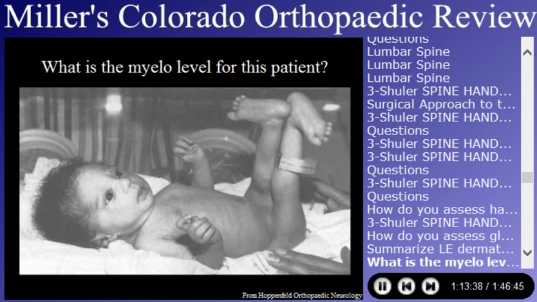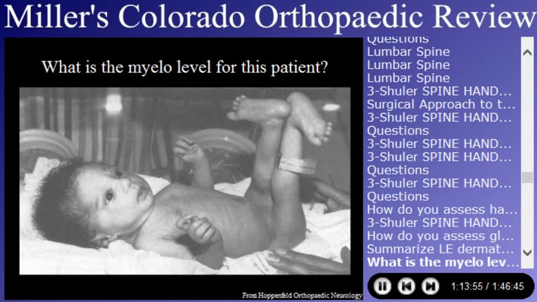This is what I was talking about in Hoppenfeld's neurology, which I think is extremely valuable in learning neurological levels. If you look at this diagram now, just pay particular attention, are the hips flexed or not? Hips are flexed. Is the knee extended or not? Yes. Is the foot inverted? Yes. Is it dorsiflexed? Yes.